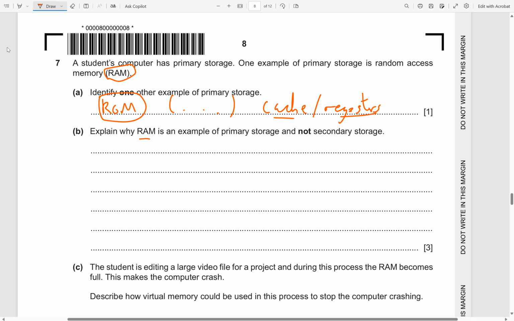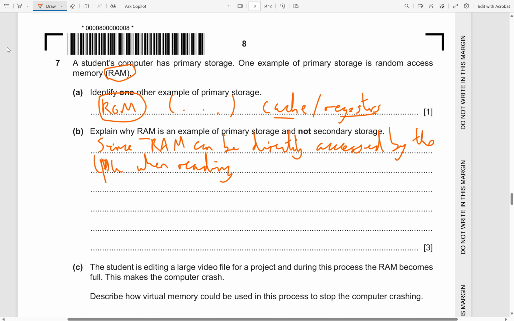Explain why RAM is an example of primary storage and not secondary storage. Since RAM can be directly accessed by the CPU when reading and writing data. And honestly, I was a bit confused about what to write here for 3 marks.